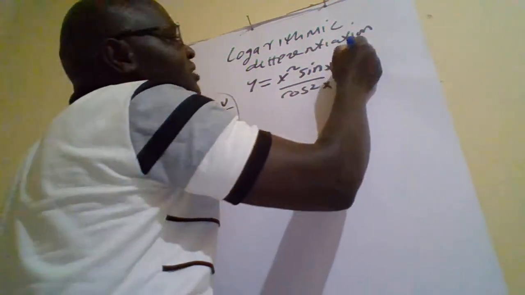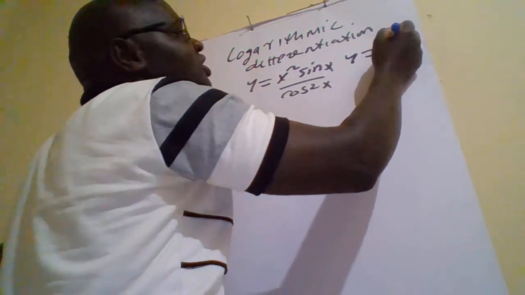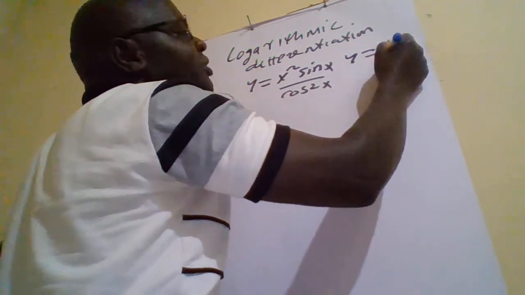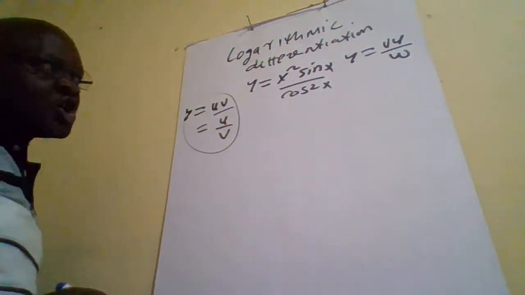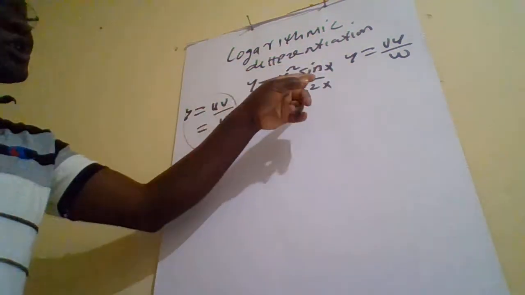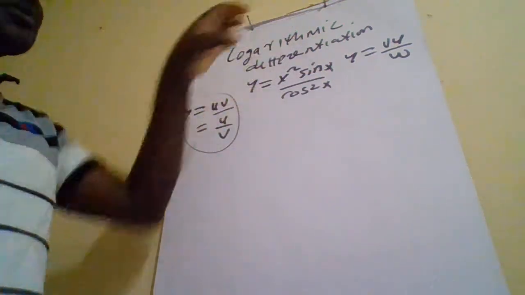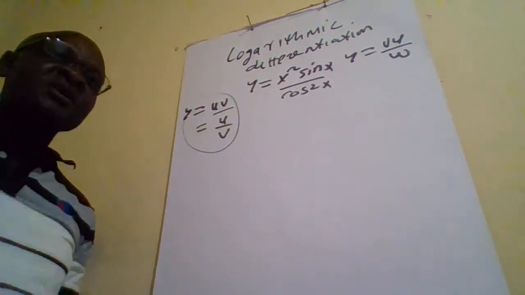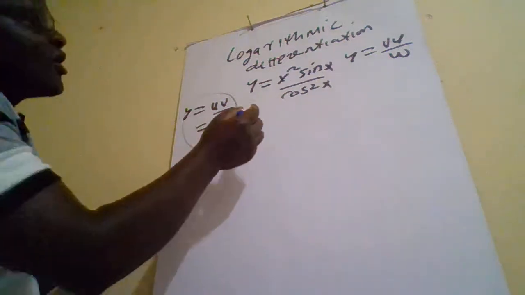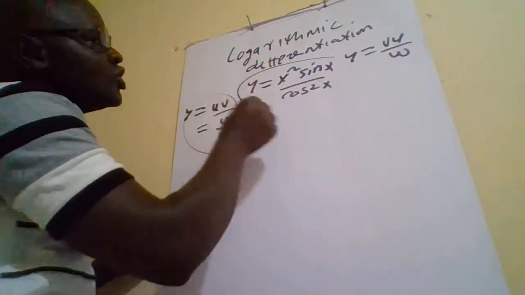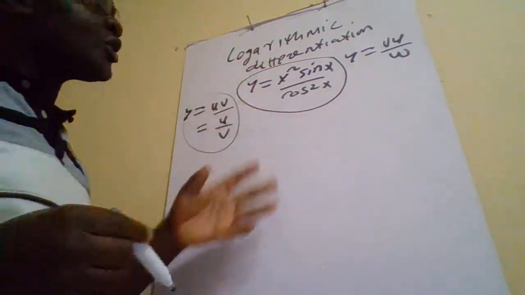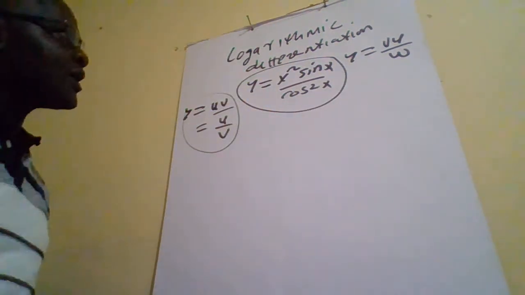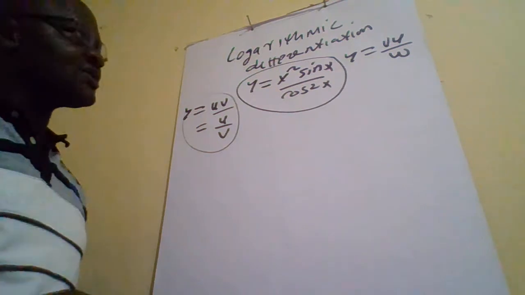This is, for example, y equals uv over w, probably. So we have more than two variables. In a situation where we have more than two variables like this one, we apply what we call logarithmic differentiation. Now we want to use this example to illustrate how we can apply logarithmic differentiation.